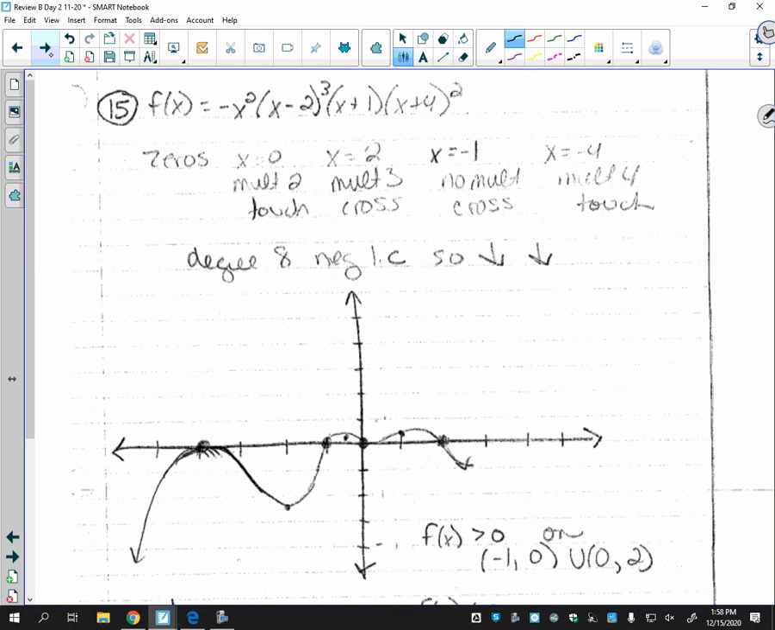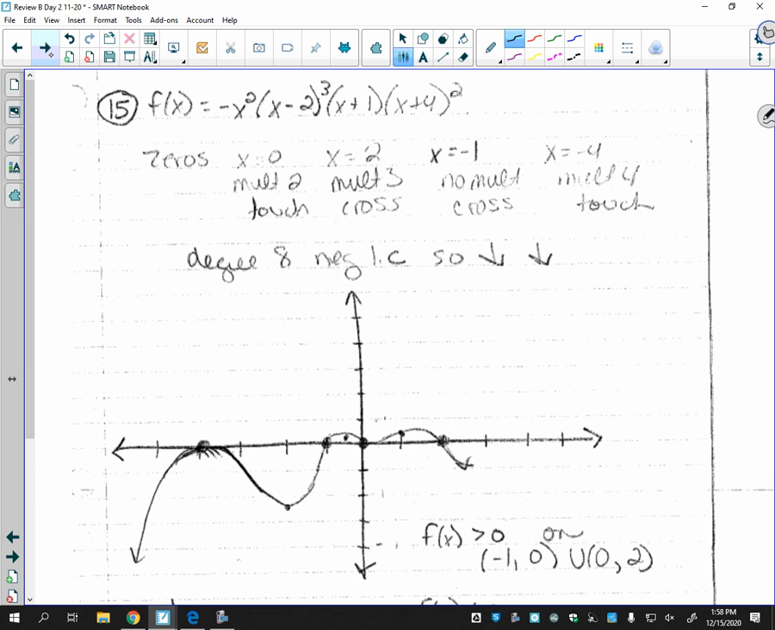15 asks you to sketch the graph of this, and it also says find where f of x is greater than 0 and where f of x is less than 0. So first of all, this is a polynomial function. We talked about polynomial functions in chapter 2, part 1. We talked about their multiplicity. We talked about their degree and their leading coefficient.